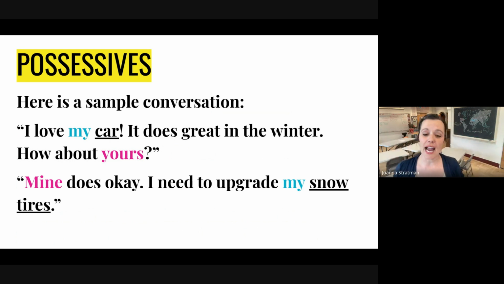Next, she says, "I need to upgrade my snow tires." Now we need to use my because we are introducing a new noun. We are not talking specifically about the car anymore. Now we are talking about a part of the car. So it's important to say, "I need to upgrade my snow tires." If we say, "I need to upgrade mine," that might be a little bit confusing if you mean the tires, because people could think you mean the whole car.